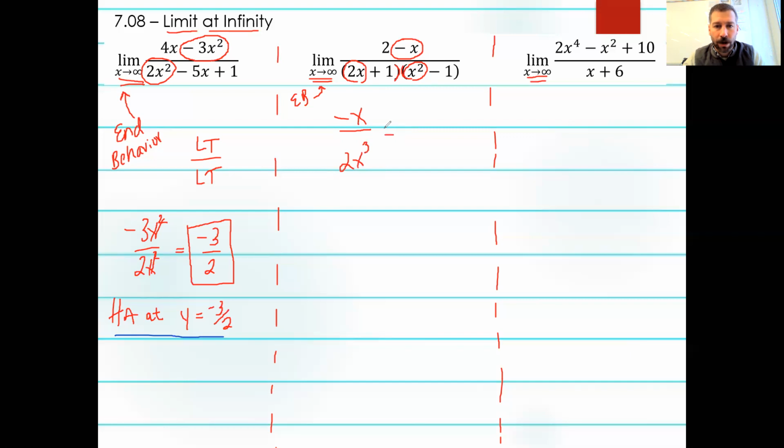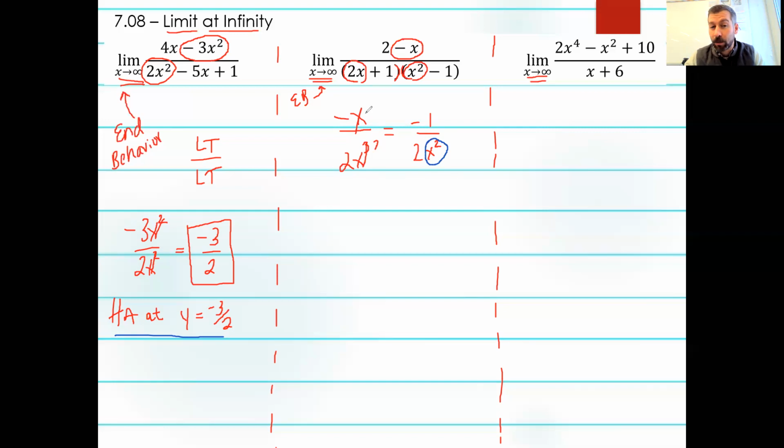And once again, we should always try to reduce this. I've got an x on the top and an x on the bottom. I'm going to leave that negative up top, but the x is going to cancel out, and I'm still going to have 2x's left over. So I'm going to have negative 1 over 2x squared. We can see that this time we're not left with just a regular number. We still have an x squared left over.